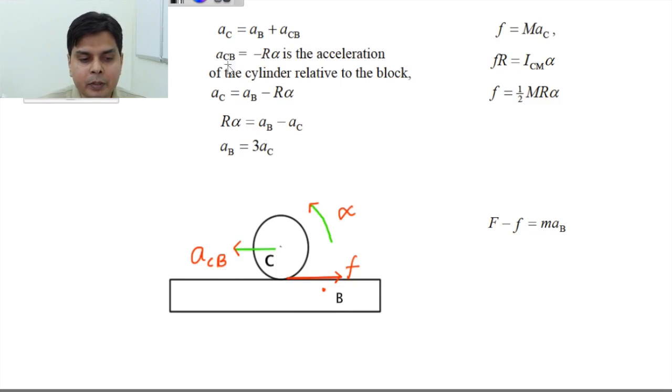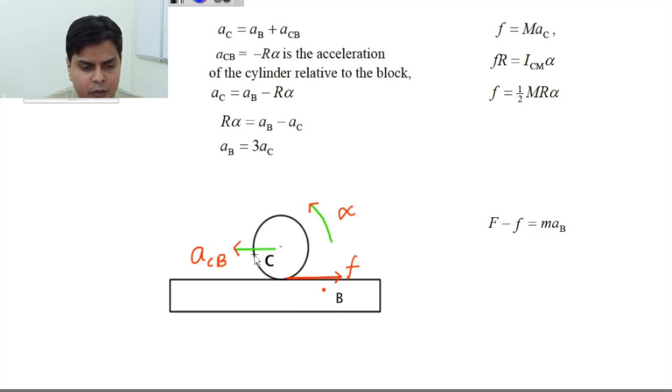And what will be the magnitude and direction? ACB is equal to minus R alpha. This is the acceleration of the cylinder relative to the block. Why minus? Because we have taken AC in this direction, AB in this direction, and this ACB is in negative direction, in backward direction. Therefore this minus has come. And why is it equal to R alpha? This R alpha because this cylinder is rolling without slipping. So this is the condition, ACB is equal to R alpha.